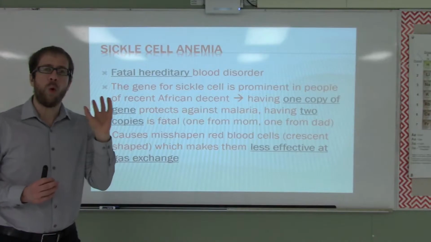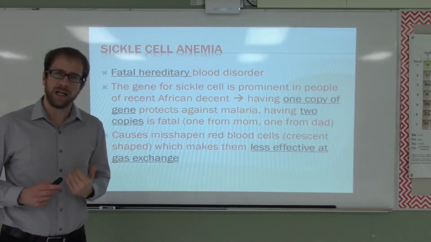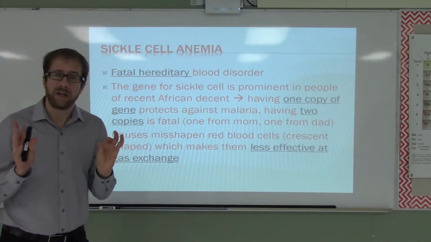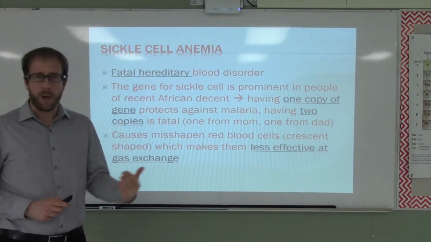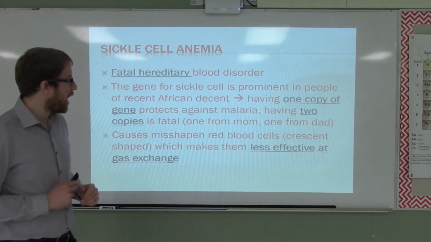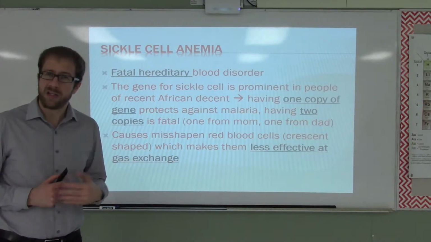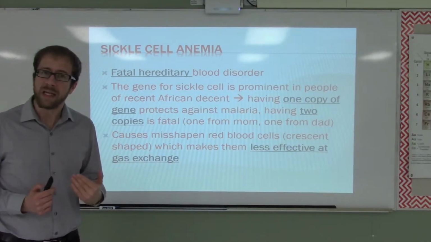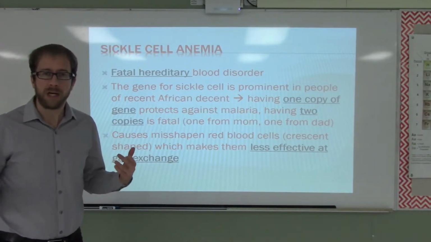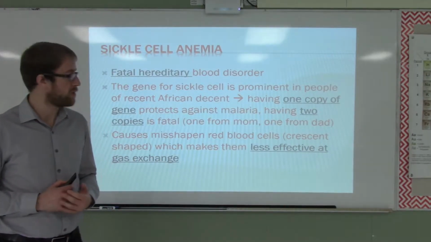Now, if you have one copy of the sickle cell gene, it protects you against malaria. If you get two copies of the gene, your red blood cells become so misshapen, they can't properly exchange gases, and it is fatal at that point. So, it is interesting that this gene still exists in our population, and it has to do with the fact that malaria is so deadly. So in many parts of Africa that are ravaged still by malaria, you actually find quite a bit of this gene in those populations.